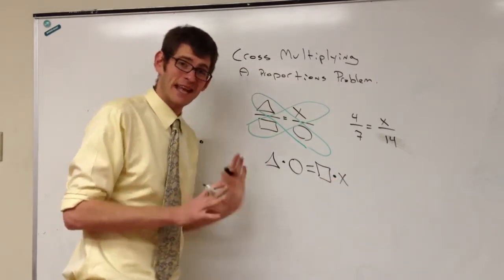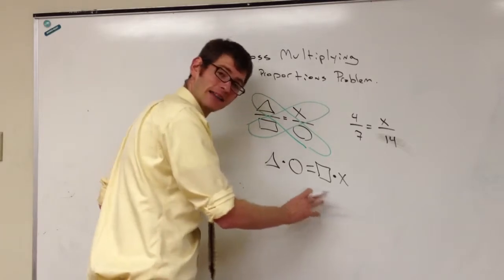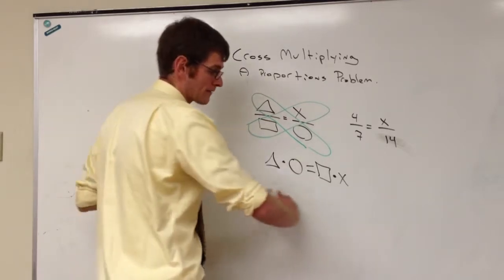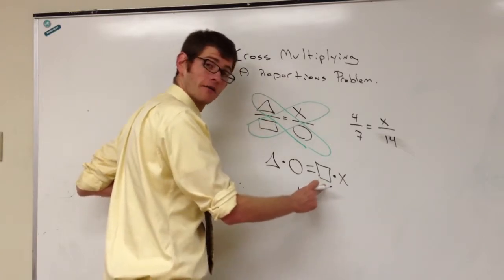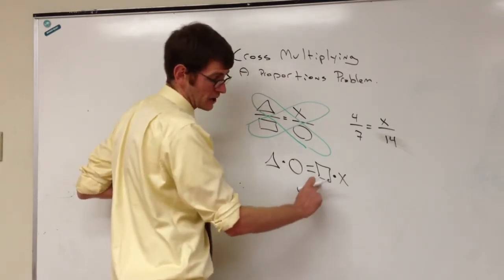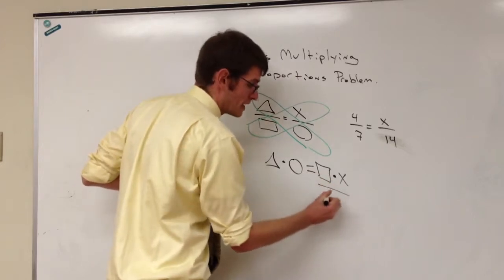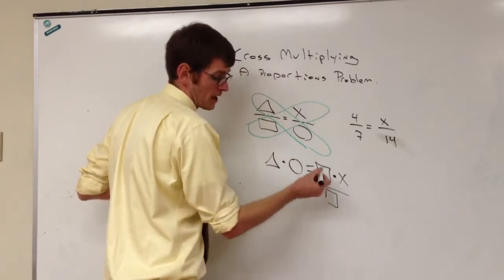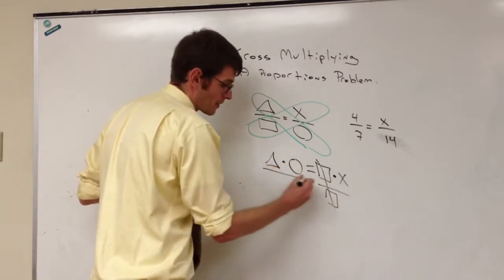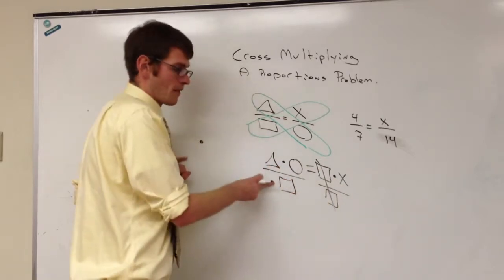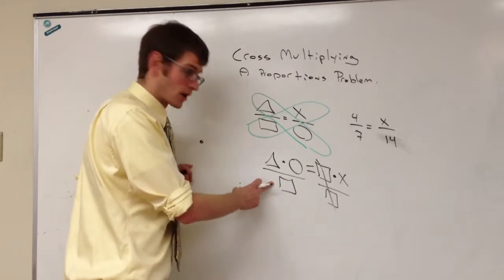From this step, to get x by itself in math, we have to divide by the coefficient, the number that comes in front of x. In this case, it's not a number, it's a square, but if we divide by the rectangle, they'll eventually cancel out and leave us x by itself. But then we also need to divide by rectangle on the other side of the equation.